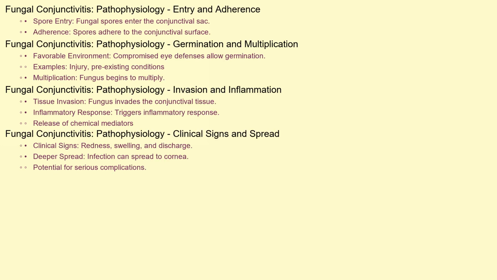Let's delve into the pathophysiology. When fungal spores enter the conjunctival sac, they can adhere to the conjunctival surface. If the environment is favorable, meaning the eye's natural defenses are compromised or weakened, such as after injury or due to pre-existing conditions, the spores can germinate and begin to multiply. The fungus then invades the conjunctival tissue, triggering an inflammatory response. This inflammatory response involves the release of various chemical mediators, leading to redness, swelling, and discharge. In severe cases, the infection can spread deeper, potentially affecting the cornea and even leading to more serious complications.